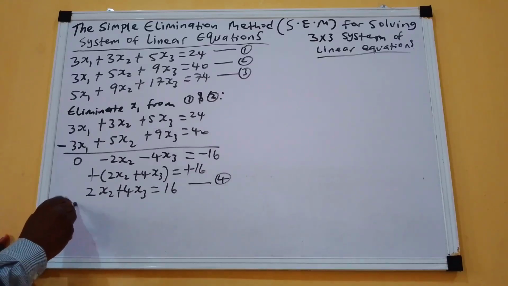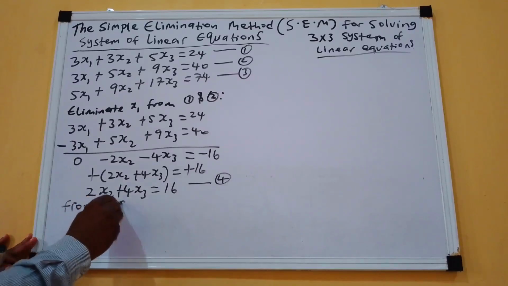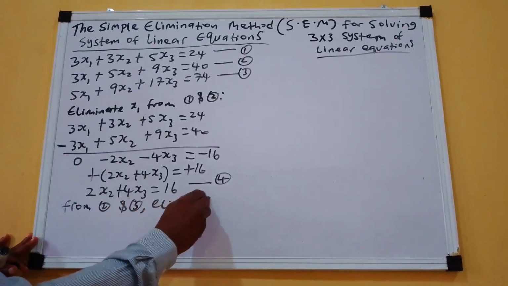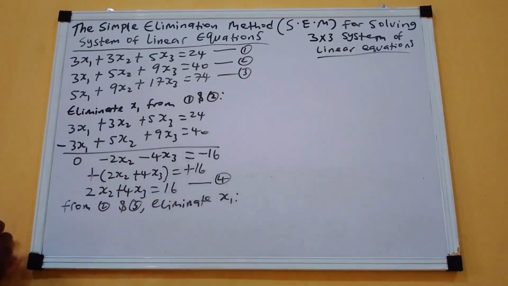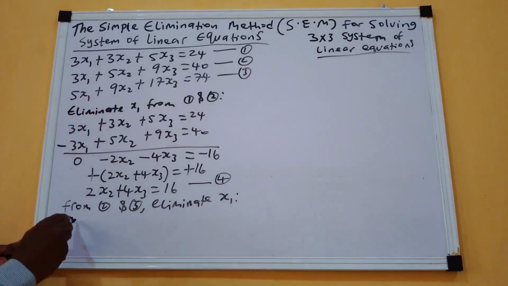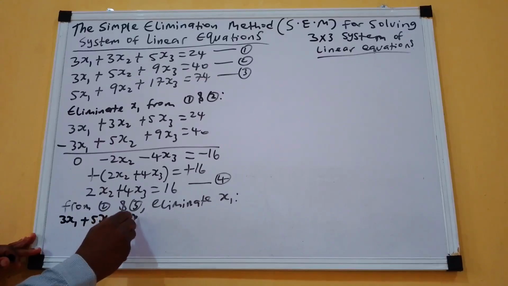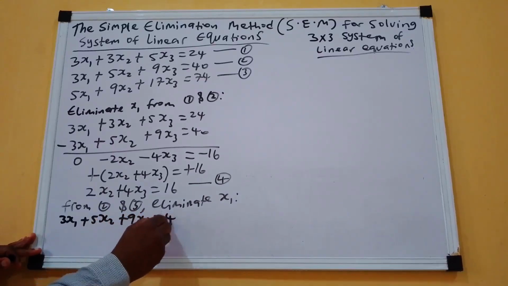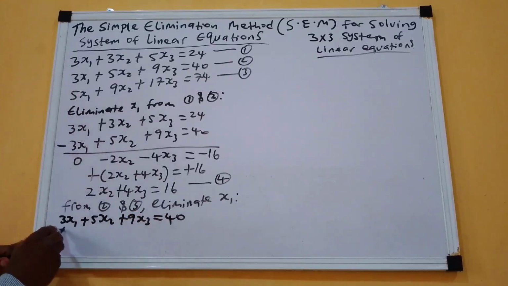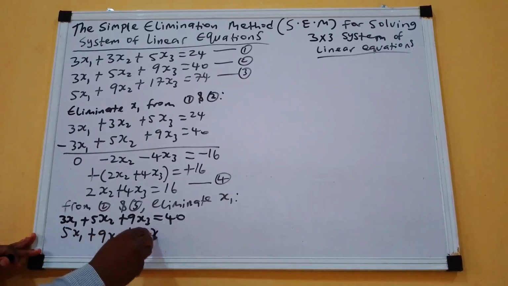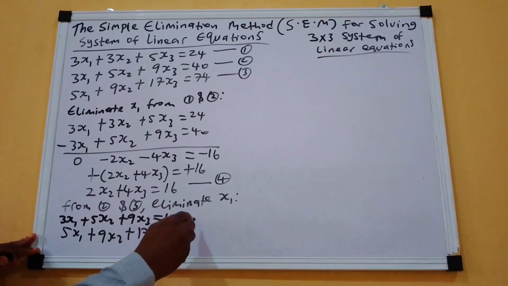So from equations 2 and 3, eliminate x1. So we can now come here. What we are going to do, we have 3x1 plus 5x2 plus 9x3 is equal to 40. Then we have 5x1 plus 9x2 plus 17x3 is equal to 74.